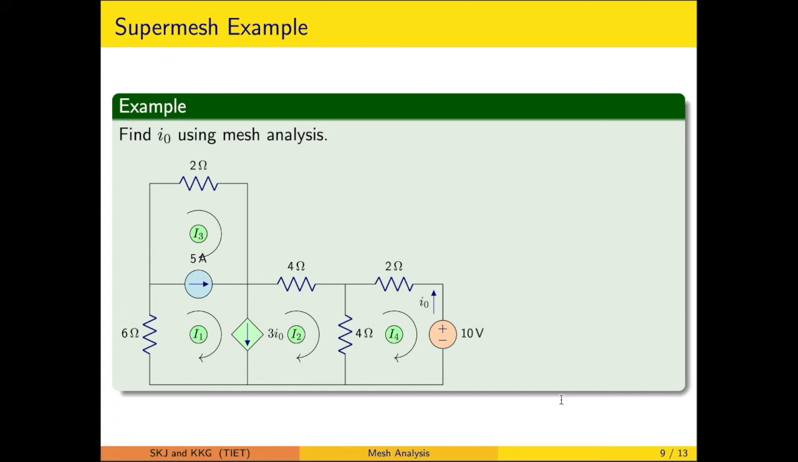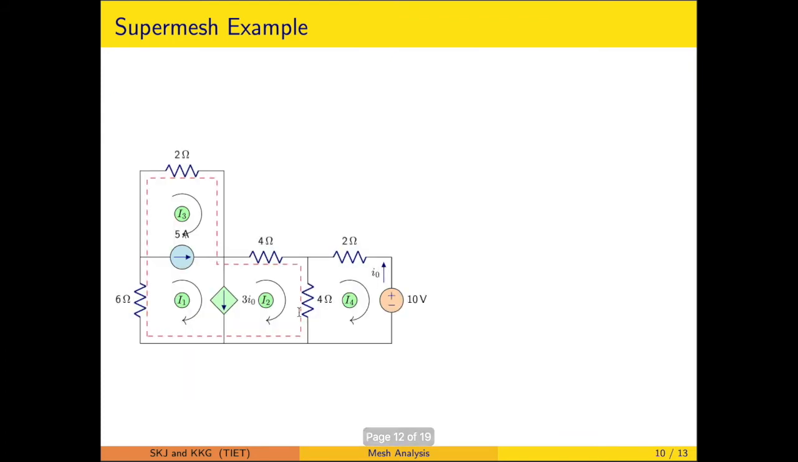Another example here. In this particular circuit, this 5 ampere source is present between the first and the third mesh. This is also a current source that is present between the first and second. So we can easily form a supermesh combining first, third and the second. The orientation has to be kept clockwise likewise. So this is going to be the structure.